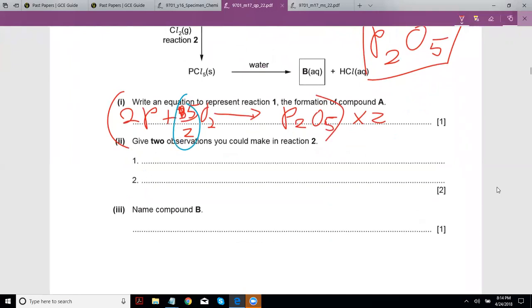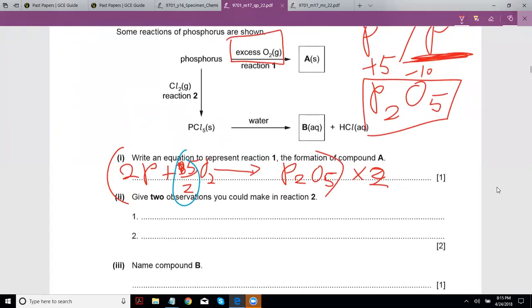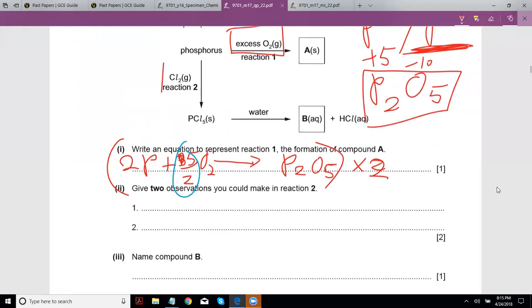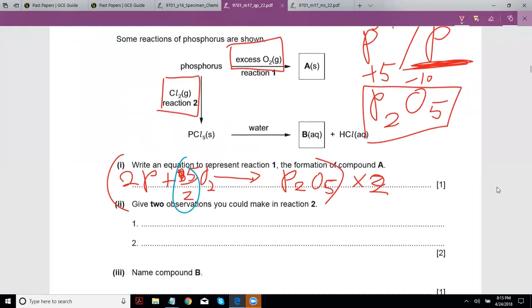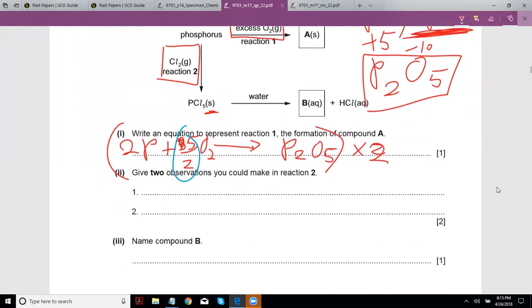That's okay. So give 2 observations you could make in reaction 2. Reaction 2 is chlorine gas reacting with phosphorus to form PCl5 solid. This is a white solid, right? Yes, it's a white solid. So the observations are what you can see. So white solid, and chlorine has that ugly color, which is called yellow green. Yeah, yellowish.